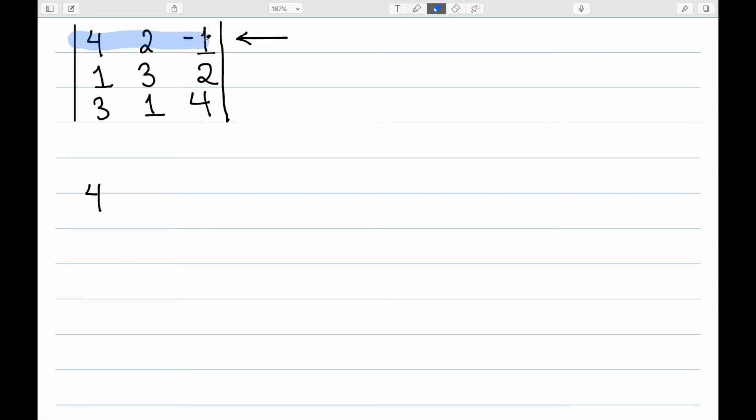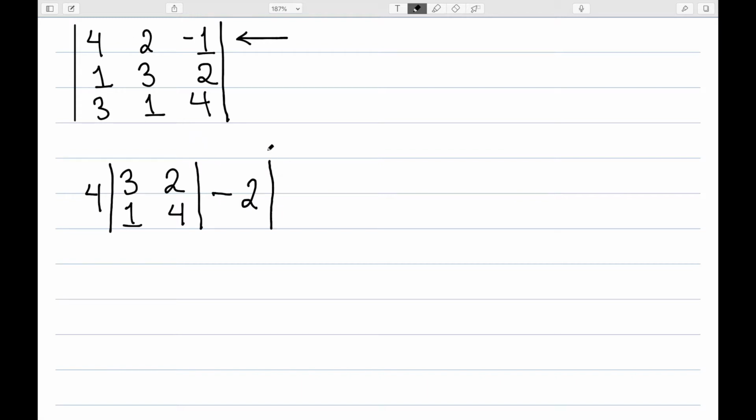We then delete that row and that column, and we need to take the determinant of what's left. So the determinant of 3, 2, 1, 4. From there, I go to my next entry, which is a 2. Once again, the sign of the cofactor started with positive and checkerboarded out, so this one will be minus 2. Then we delete that row and that column and take the determinant of what's left: 1, 2, 3, and 4.